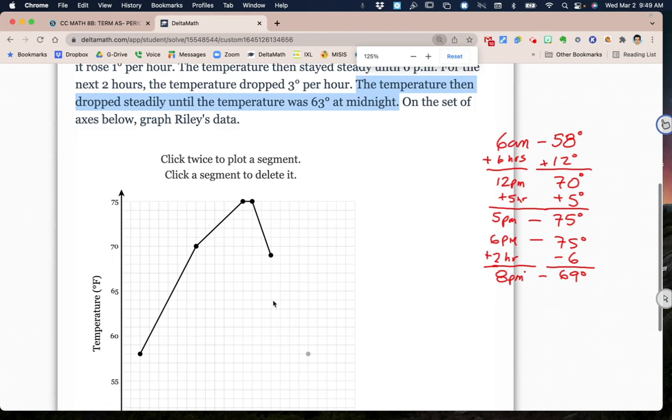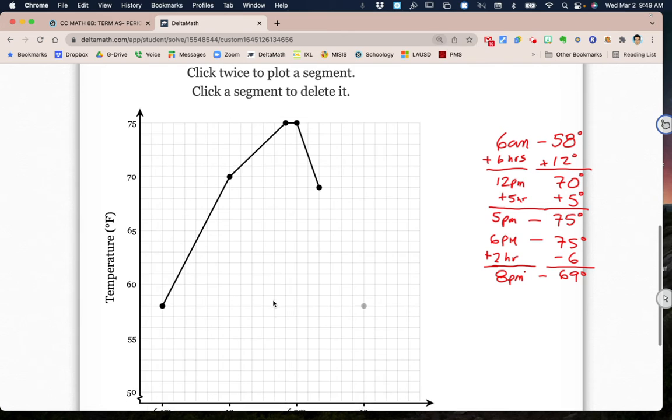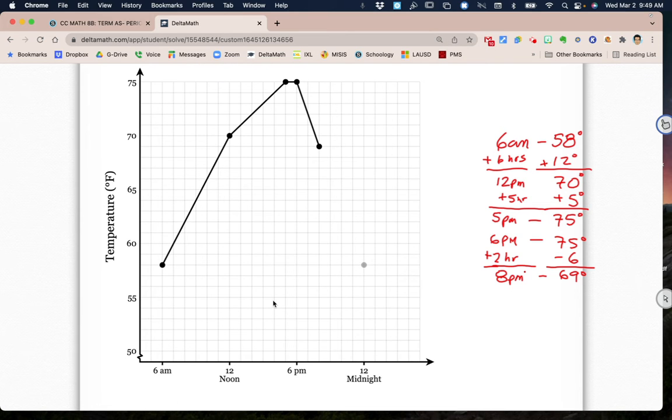I'm going to just enlarge this because it's easier if I zoom this out. Much better. Okay, here's 60 degrees, 61, 62, 63. So there's 63 degrees and midnight, and we connect it to this. So it drops steadily. So basically, it was dropping at this rate. Okay, until we're there.